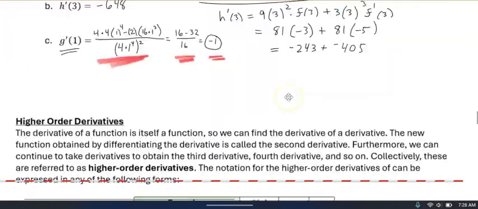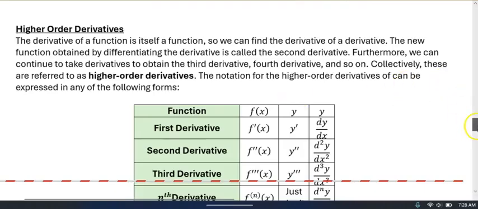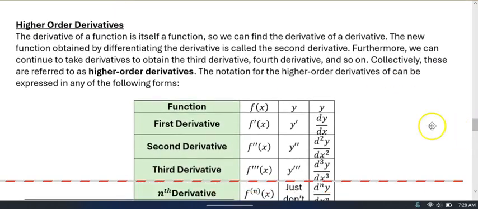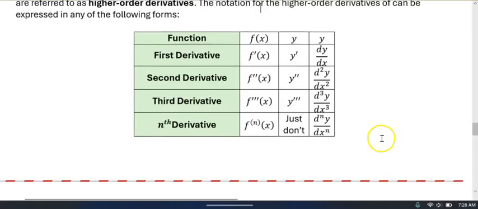All right, let's proceed to this page here on higher order derivatives. It says the derivative of a function itself is a function. We already knew that. So we can also find the derivative of a derivative. That's interesting. The new function obtained by differentiating the derivative is called the second derivative, meaning we've taken the derivative of the original function twice. Furthermore, we can continue to do that for third derivative, fourth derivative, and so on as far as we need to. So these all together are called higher order derivatives, and here is the notation for that in the table.